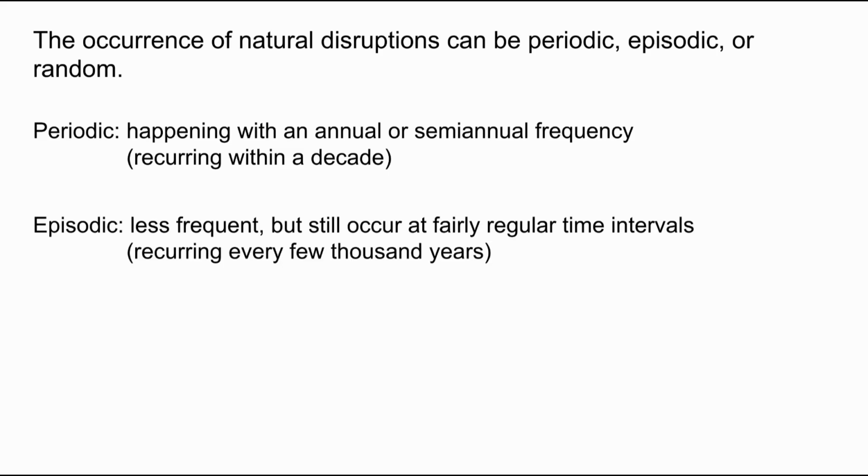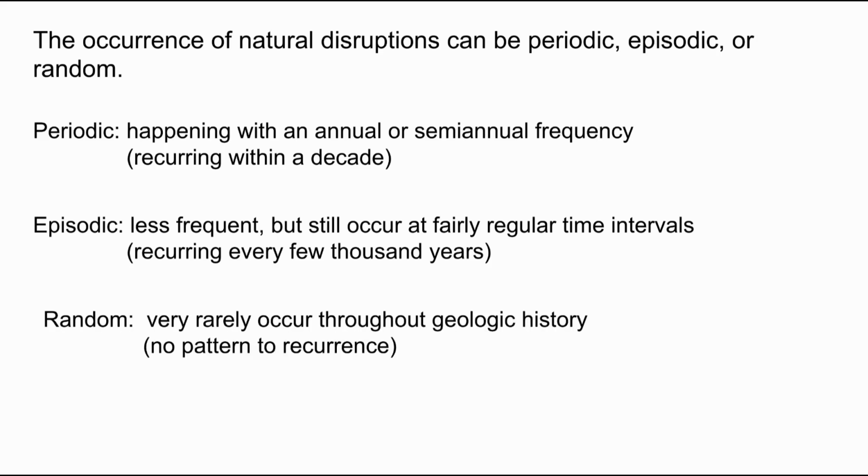And then you have these episodic ones. So they're less frequent, but still repeating. We could talk from decades to thousands of years time span. And then we have ones that are totally random. These ones can be quite sweeping in terms of the effect they've had on Earth's past, but they occur very rarely. And they occur hardly ever throughout geologic history, and there's just no pattern to their reoccurrence. They just happen when they happen, and fortunately, they don't happen very often.